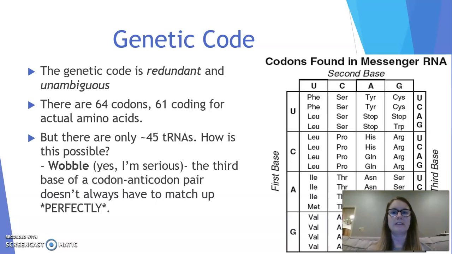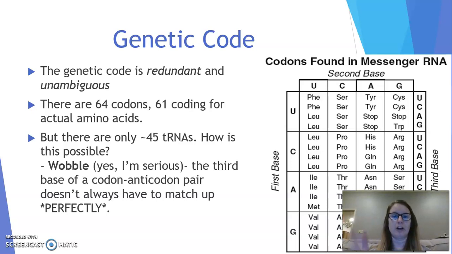So what do I mean by redundant? If we look to the right at all of our codons, there are going to be 64 total codons, and 61 of those are going to code for an amino acid. The other 3 are stop codons, which don't code for an amino acid at all. But there are 64 total codons, and we've already said in past videos there's only 20 amino acids, and they just get put together in all of these different combinations to make all of the different proteins that we know about.